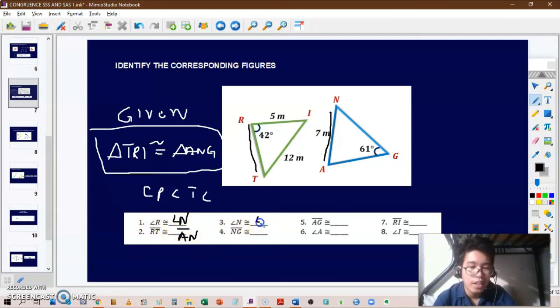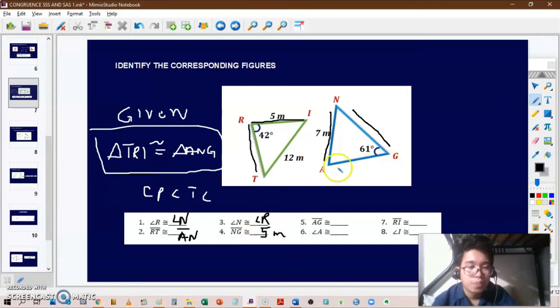Therefore, we can say that angle N is congruent to angle R. And then we have NG. We want to know what line segment is congruent to line segment NG, and we all know that it's line segment RI. RI measures 5 meters, so therefore we can also say that line segment NG also measures 5 meters.